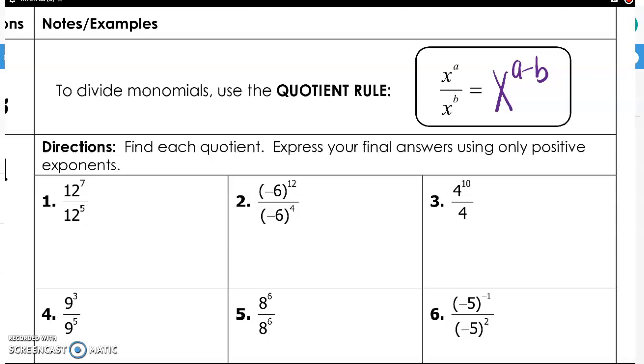So when we look at number 1, you leave the 12 exactly as it is. It doesn't become 1. It's just 12, and then 7 minus 5 is 2. So 12 squared. Number 2, again, you leave the negative 6 in parentheses. 12 minus 4 would give us 8. So negative 6 in parentheses to the 8th power. Number 3, remember the bottom one has a 1 for an exponent, so that becomes 4 to the 9th power. So you are simply subtracting the exponents, but leave the base, the big number, the same.